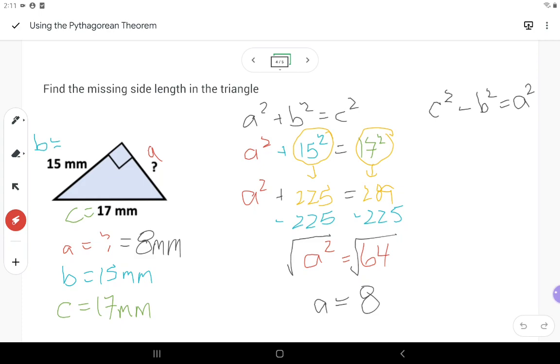So that's how we use the Pythagorean formula, or the Pythagorean theorem, to find missing side lengths in a triangle.